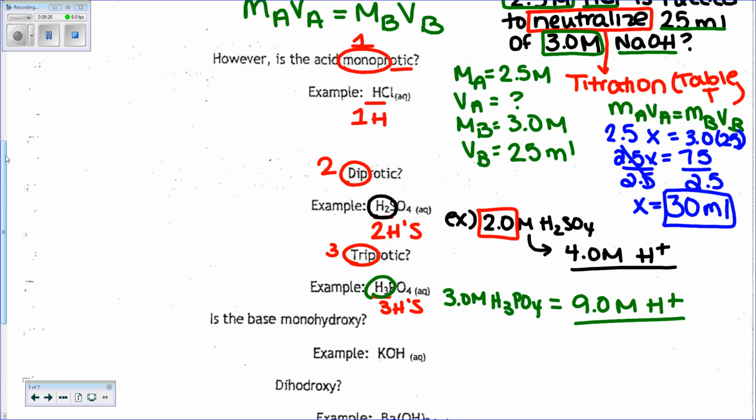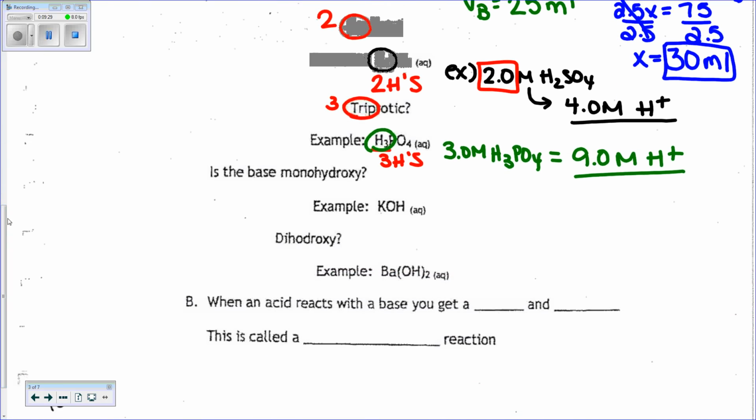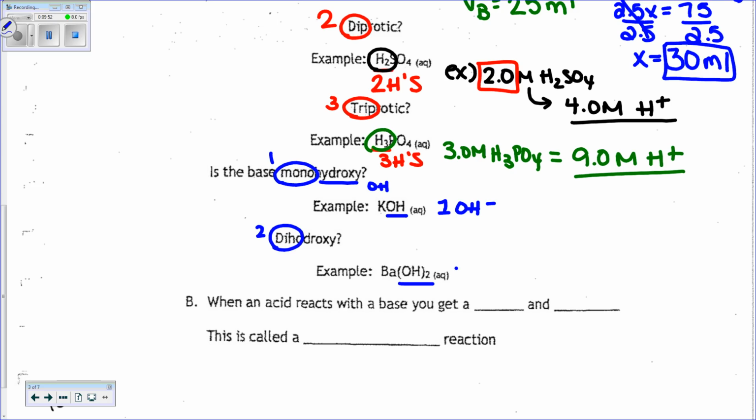I also can do this with my bases. They're asking, is your base monohydroxy? Well, let's think, mono is 1, hydroxy is OH. So here's my example, KOH. That has 1 OH, so that would be monohydroxy. If I'm dihydroxy, di is 2. Example, Ba(OH)2, it has 2 OHs. I could also be trihydroxy, but I'm going to do this same thing. I'm paying attention to how many I have.